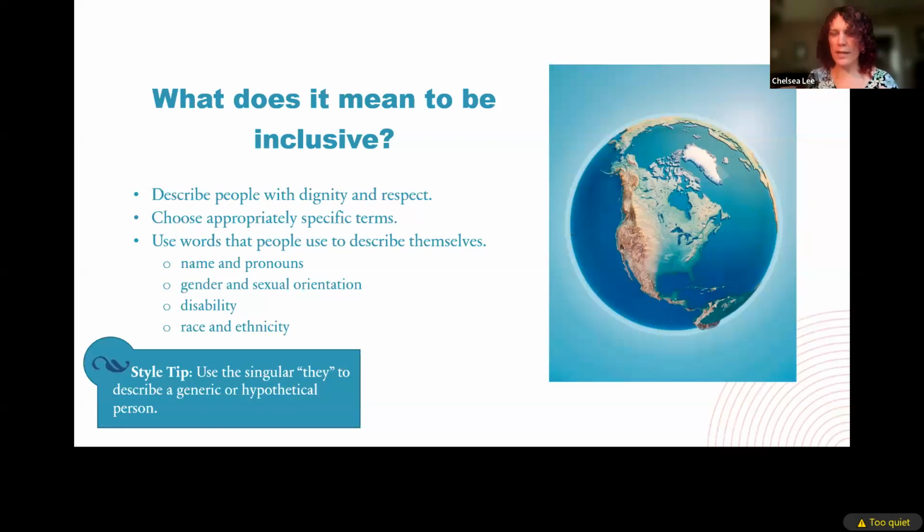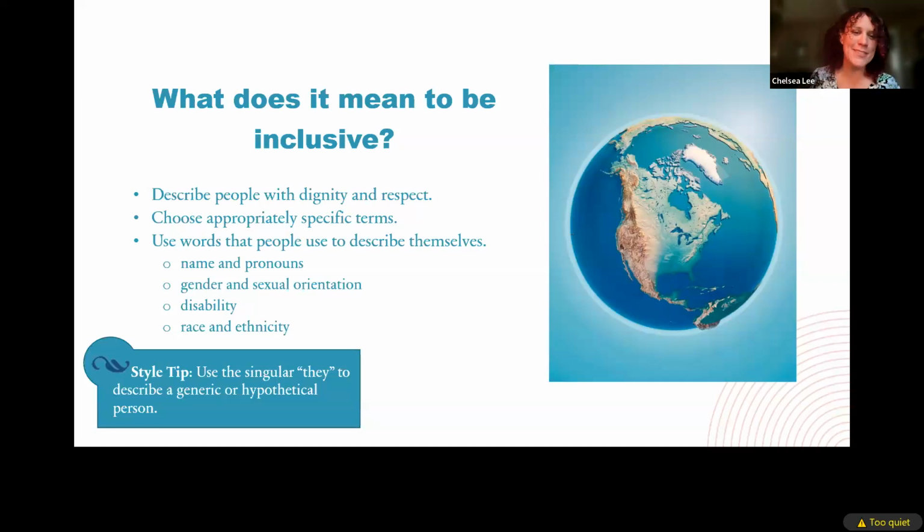Likewise, if you're describing specific people, you want to use the terms that those people use. So it's using the language that people use to describe themselves. And that applies to any aspect of a person. So it would be their name, their pronouns, their gender, their sexual orientation, their race and ethnicity, whatever qualities a person has, you would use the language that they use to describe them.